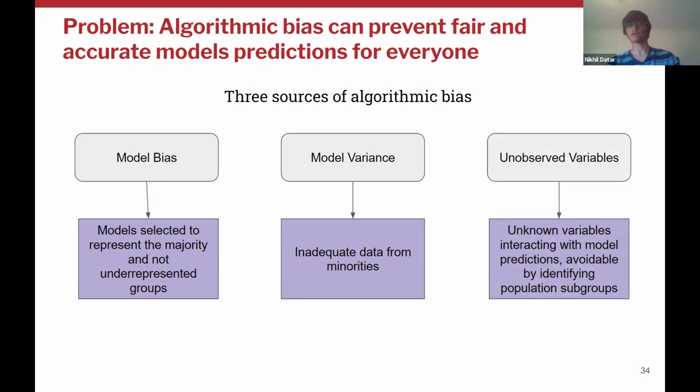And there's also a set of unobserved variables. These are unknown variables that interact with model predictions, and they are indeed avoidable by identifying further population subgroups. So basically, identifying and breaking down the population further to actually identify what these underlying variables are.